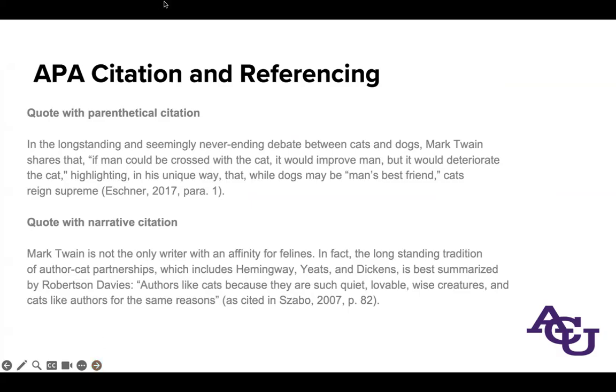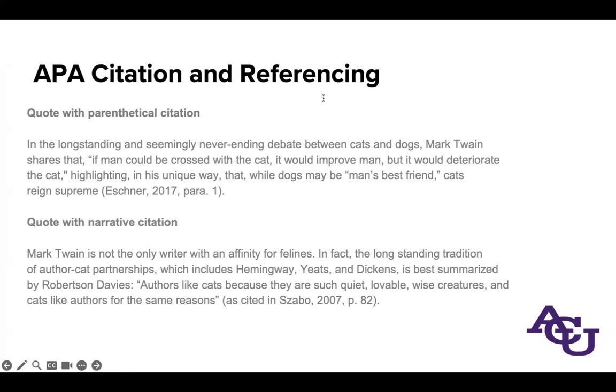Okie dokies. So here we have some examples of quotes with parenthetical citations. And this is something I wrote for funsies because I am a Mark Twain fan, or my dad is a Mark Twain fan, and I have been brainwashed my entire life.